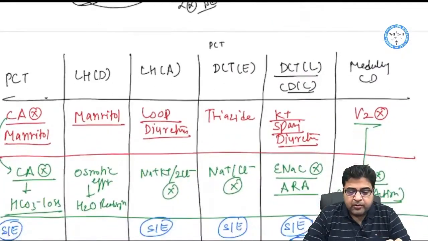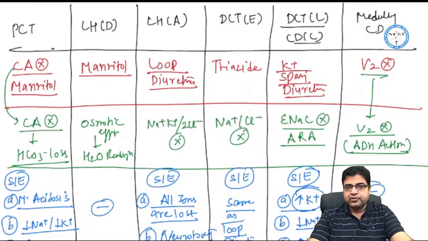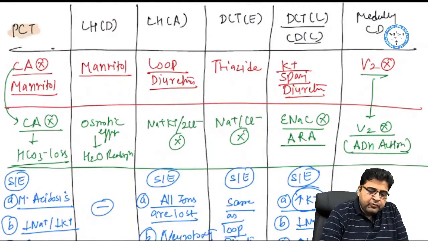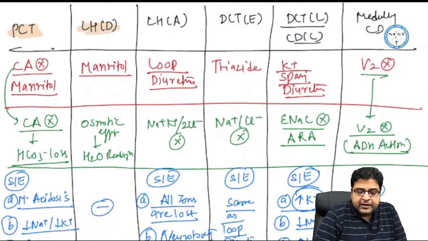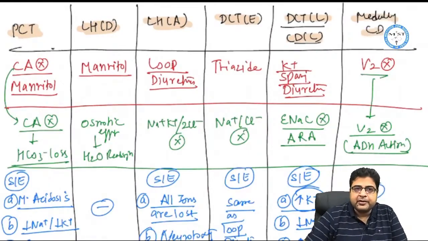Now let's talk about this topic, kidney. Now we discussed in kidney that we have different portions of kidney tubule. One is known as proximal convoluted tubule. Then we have descending limb of Henle. Then we have ascending limb of Henle. Then we have early DCT. Then we have late DCT and cortical collecting duct. And the last part is medullary collecting duct.